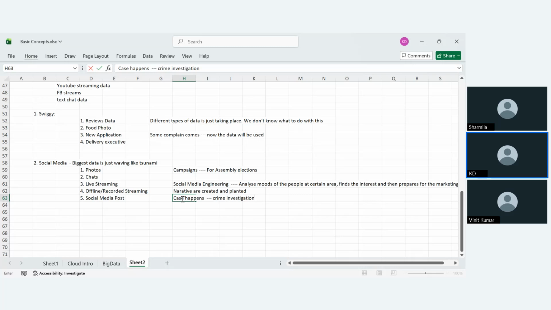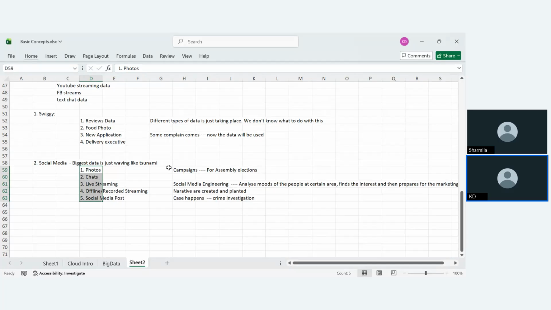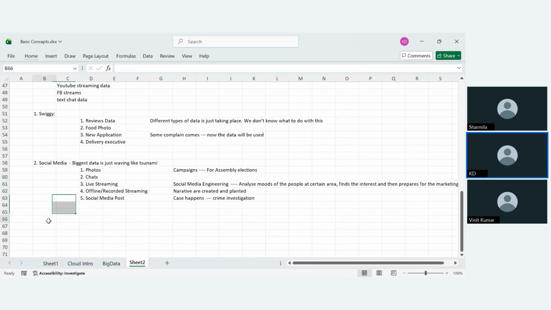When this entire thing was investigated, they came to know how social media was being used for their engineering purpose, right? So these things are happening through social media. In this case also, all this data is live and stored somewhere, but whenever it is used, people get to know how these things work.